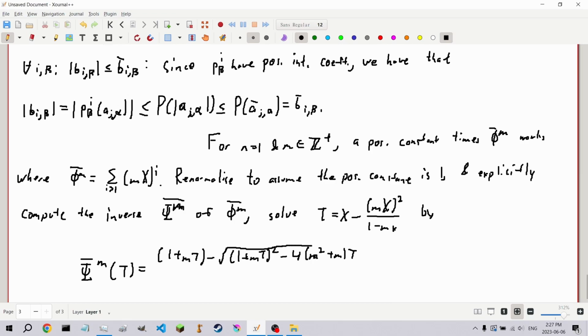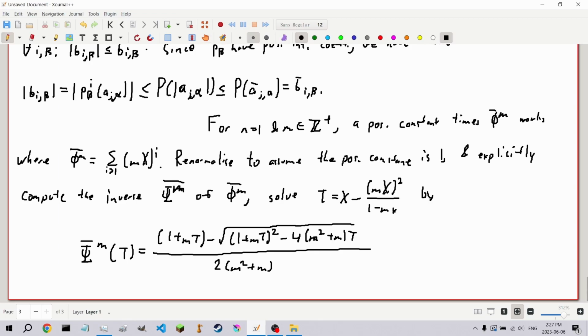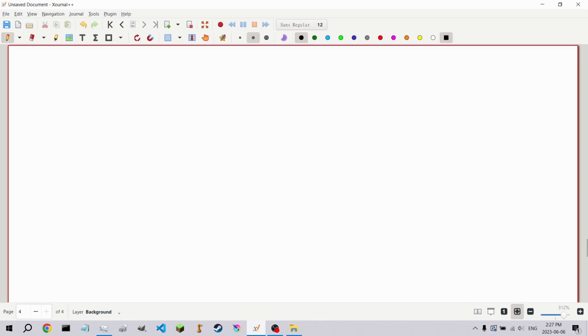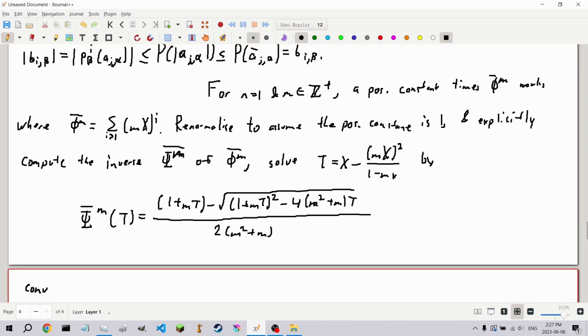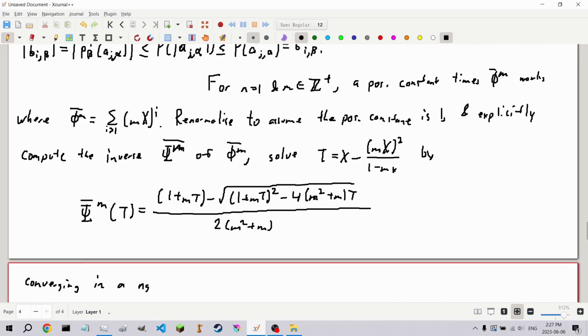And this whole thing is over 2 times m squared plus m, which is converging in a neighborhood of 0. That's why I did the square root last, because I know I'm going to mess it up once, because drawing with this tablet is hard.